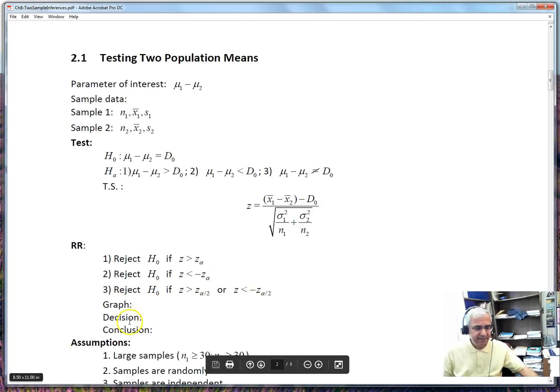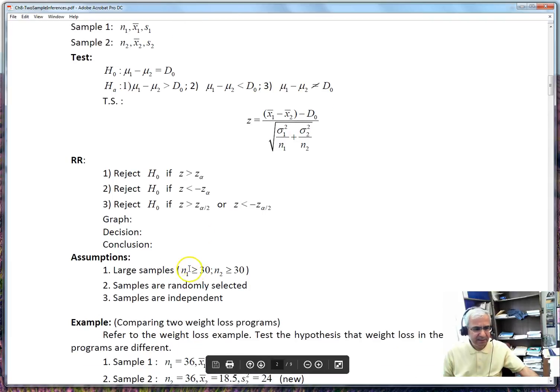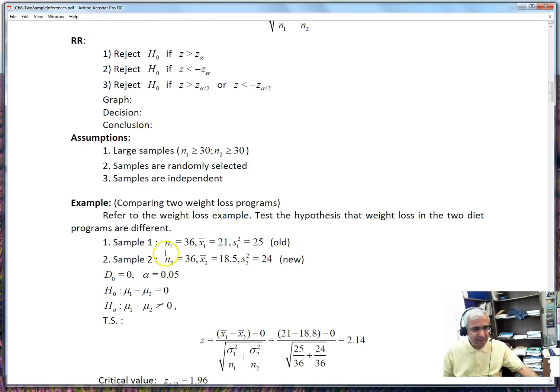And so that's the graph, the decision, and then we have to state the conclusions. And again, we need large samples. We need our samples to be random, and the samples are independent. So let's do this example here.